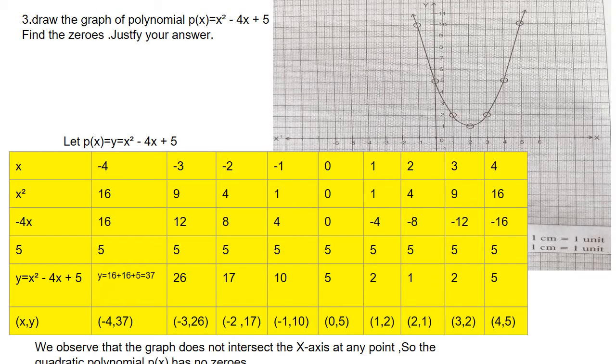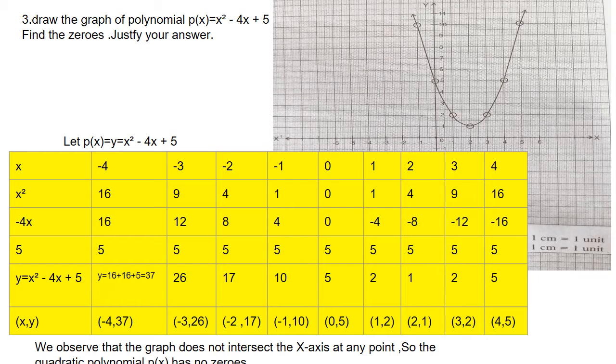If you take x is equal to minus 3, the first term of the polynomial is minus 3 square is equal to 9. The second term is minus 4 into x, that is minus 4 into minus 3. We will get 12 here. The constant is 5. So the sum of these three terms, 9 plus 12 plus 5, is equal to 26. The ordered pair is minus 3, 26.